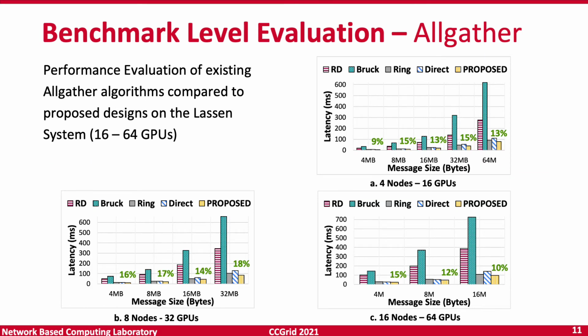So going into the benchmark level evaluation of AllGather, we did a performance evaluation of the existing AllGather algorithms compared to our proposed designs on the Lassen systems, ranging from 16 GPUs, so that was 4 nodes with 4 GPUs per node on Lassen, up to 64 GPUs, so that's 16 nodes with 4 GPUs per node. And we compared our proposed design with recursive doubling, Bruck, ring, and direct. And then these percentages on each of the graphs represent the optimization from the best performing algorithm compared to our proposed design.